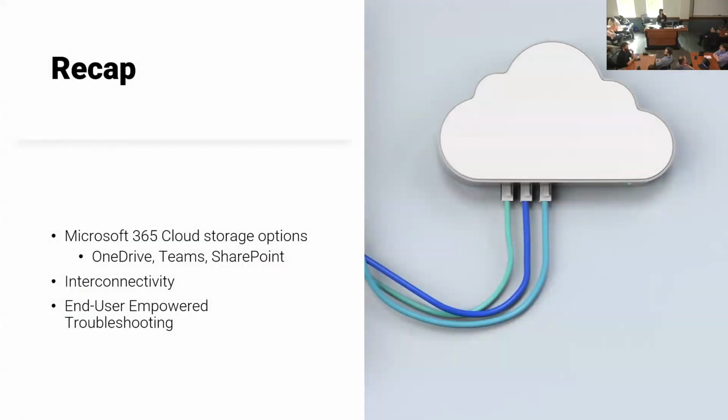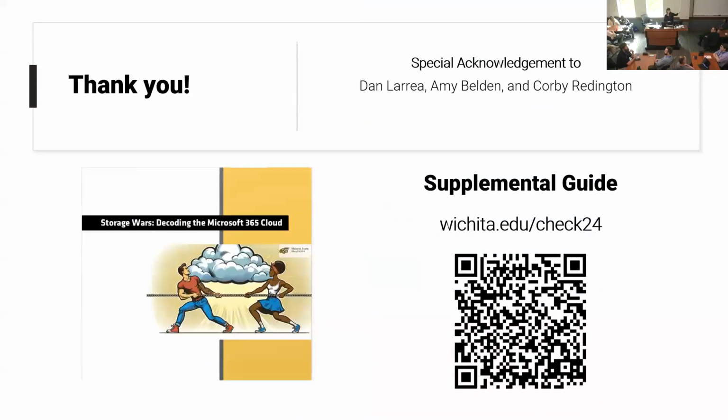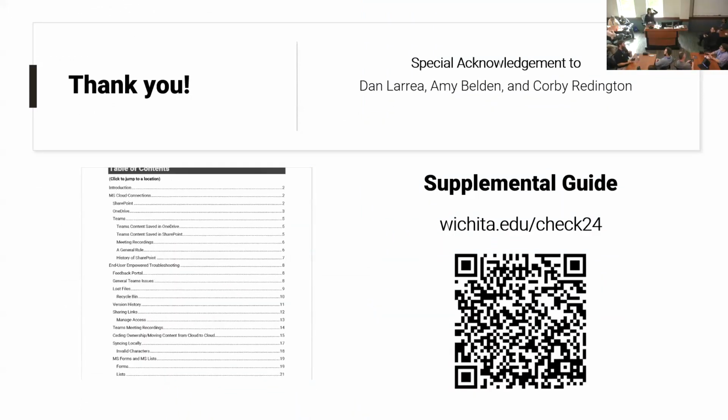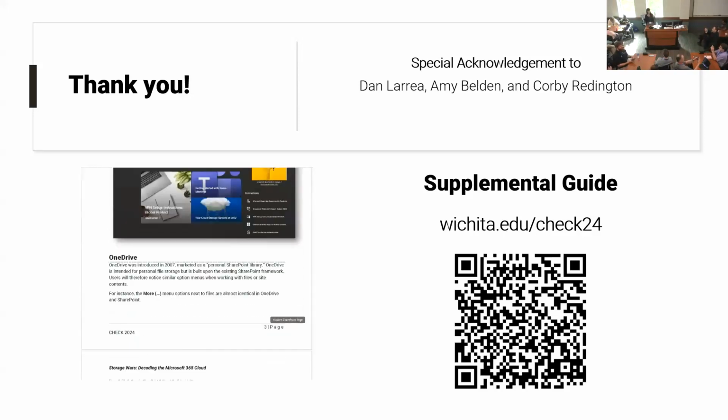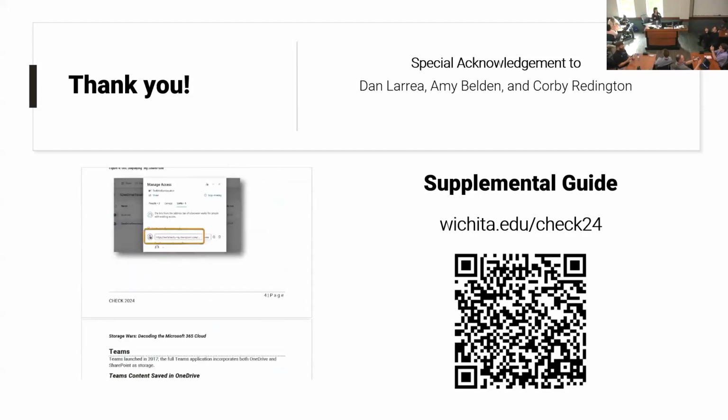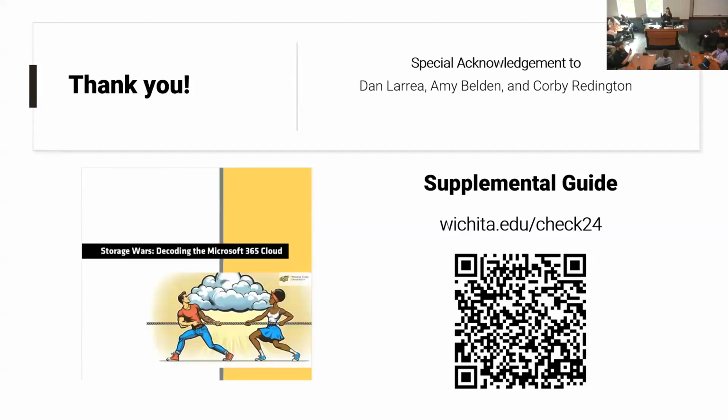Okay, just to recap, I hope that we decoded some of those 365 cloud storage options your end users have: OneDrive, Teams, SharePoint, and how they're interconnected. We hit some troubleshooting. I still have a few minutes left for questions, but before I do that, this is the guide that I wanted to share with you. Wichita.edu/check24, QR code. Share it with your friends, read it, light reading before bed, maybe, I don't know. And before I take questions, I also wanted to acknowledge Dan, Amy, and Corby for information and inspiration in creating this. Okay, now questions.